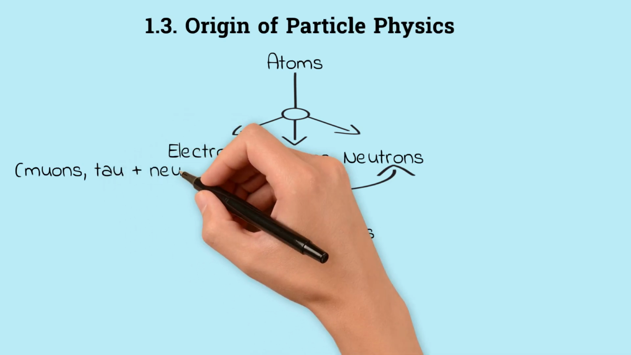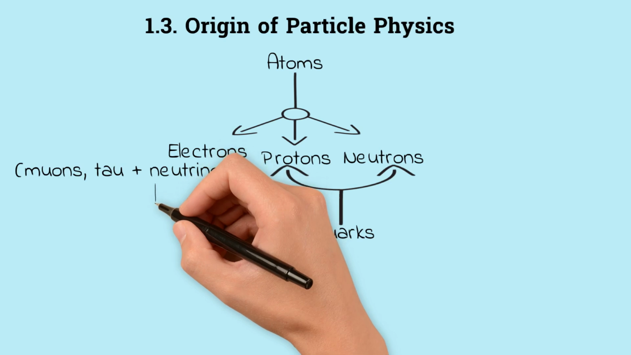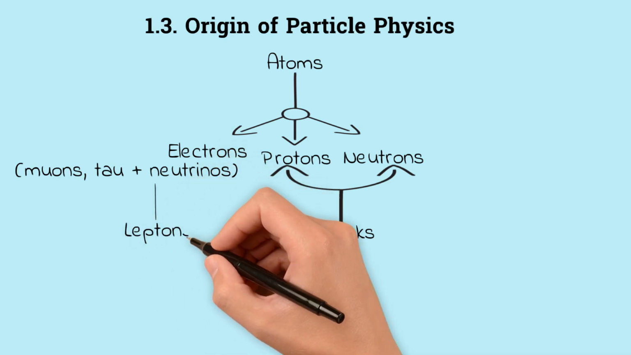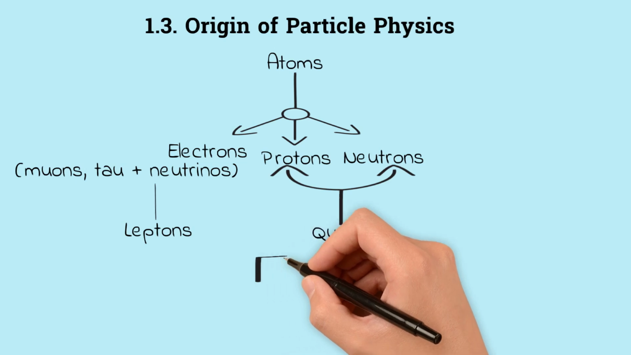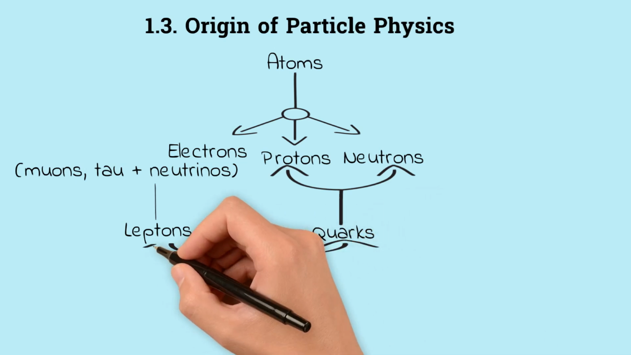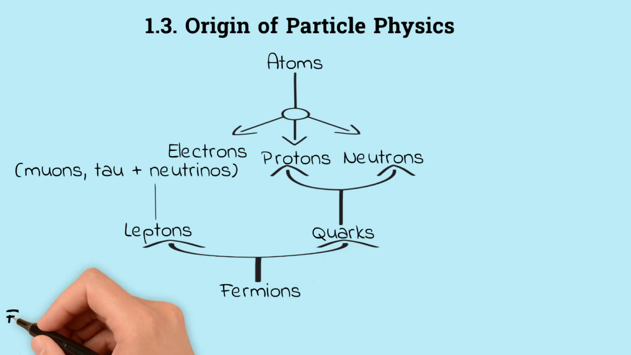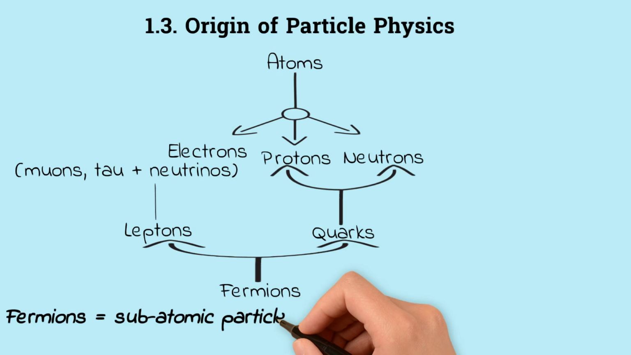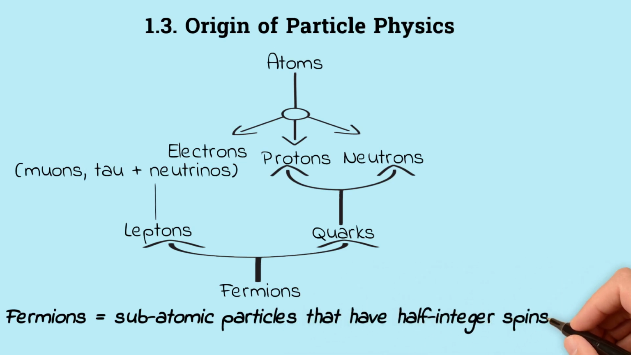Also, the electrons and two other particles similar to the electrons, known as the muon and the tau, together with their associated neutrinos, form another group of elementary particles known as the leptons. The leptons and the quarks represent one of the two main categories of fundamental particles known as the fermions. By definition, fermions are subatomic particles that have half-integer spins and follow Fermi-Dirac statistics.